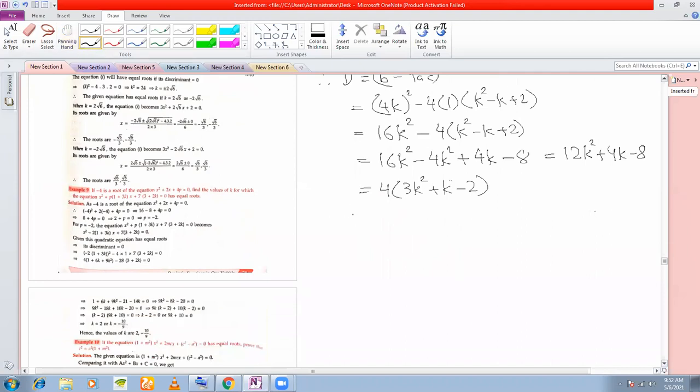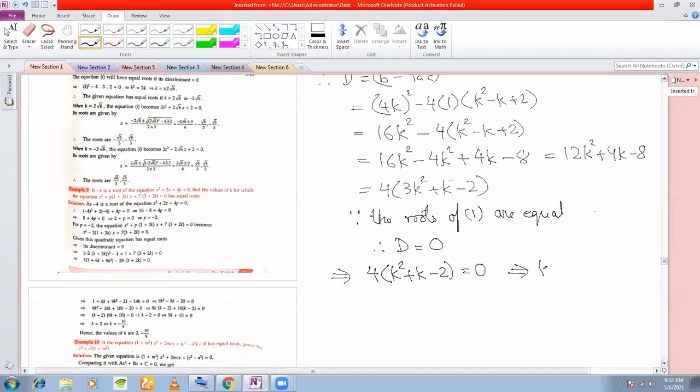Now it is given to you that the roots of the given equation are equal. So since the roots of 1 are equal, therefore discriminant must vanish. That is, D is equal to 0. Now what is the value of D here? 4 times 3k square plus k minus 2 is equal to 0. That means 3k square plus k minus 2 is equal to 0.